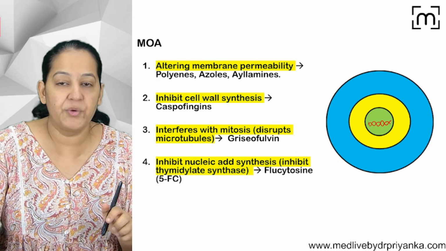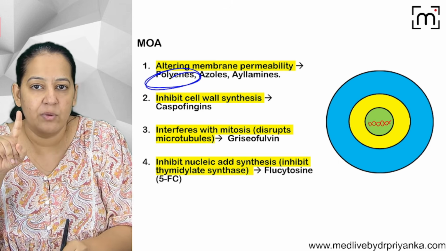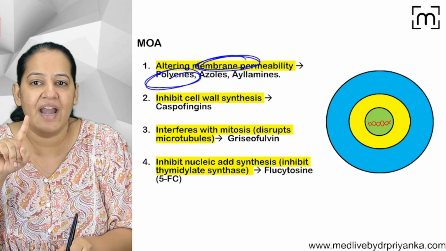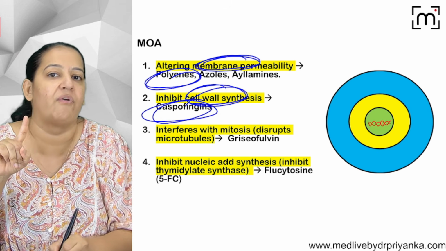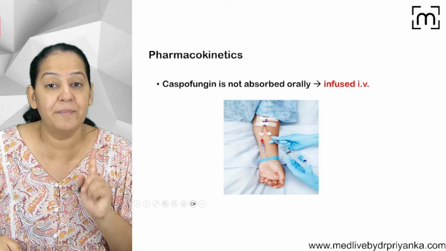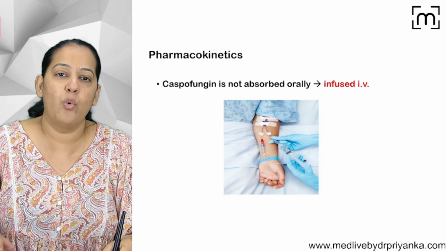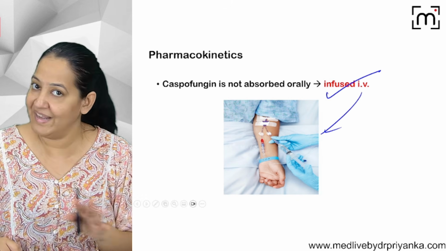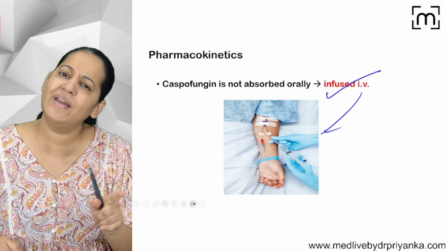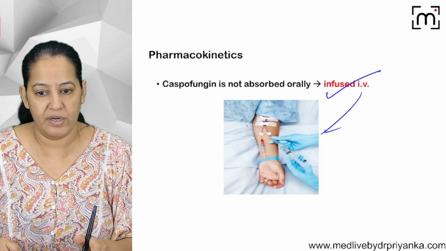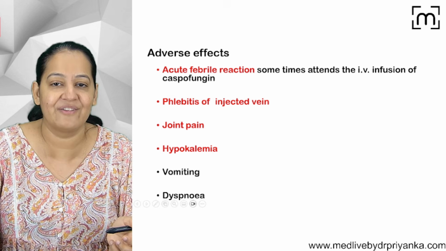Okay. So here also you can check, amphotericin B was acting on the cell membrane and Caspofungin is acting on the cell wall. So it is inhibiting cell wall synthesis. It is given only IV. It is not given orally, not intrathecal, not topical. Only IV infusion. Okay. Adverse effects.